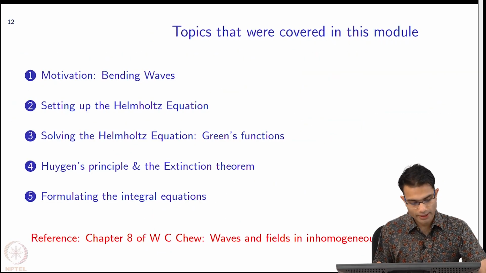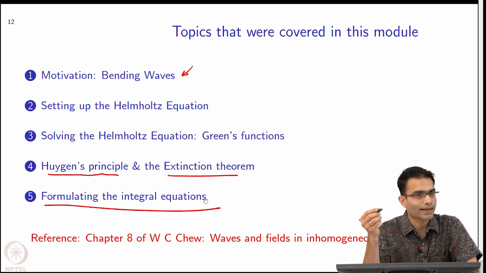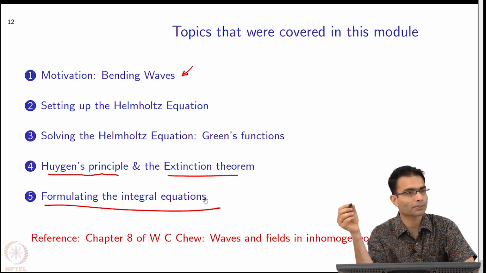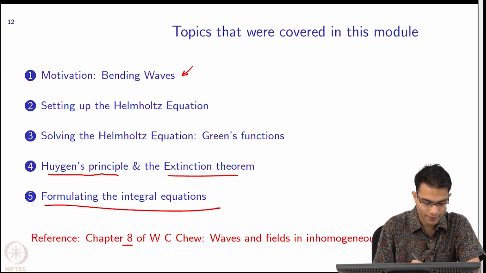So that brings us to an end of this discussion on surface or boundary integral equations, where we started with the motivation of waves bending and found this mathematical expression for Huygens principle. We used the extinction theorem to formulate the integral equations, then we qualitatively discussed how to solve them, and we will look at further details in upcoming modules. The reference for this is this very nice book by Chu, Waves and Fields in Inhomogeneous Media, chapter 8.